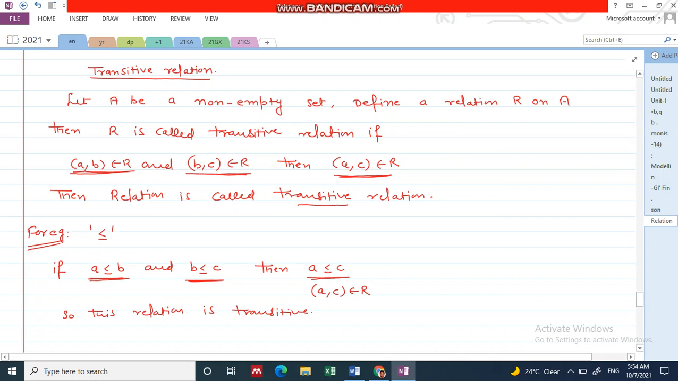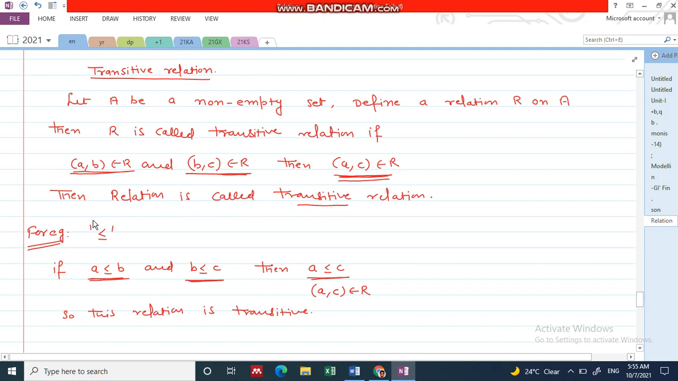So, what is a transitive relation? Let A be a non-empty set. Then we define a relation R on A. This relation is called a transitive relation if (a, b) belonging to R and (b, c) belonging to R implies that (a, c) is also a member of R. Then this relation is called the transitive relation.